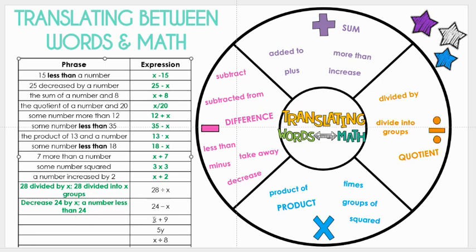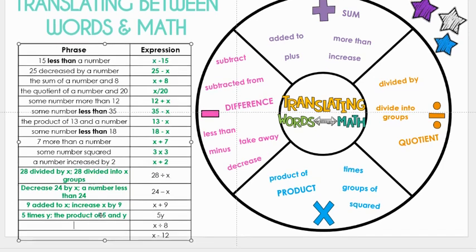X plus 9, we could just say x plus 9. We could say 9 added to x. We have added it on to x. We could say increase x by 9. 5y means multiply, so this can be 5 times y. It could be the product of 5 and y. It could be 5 groups of y.